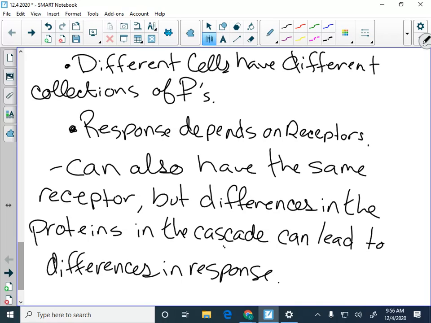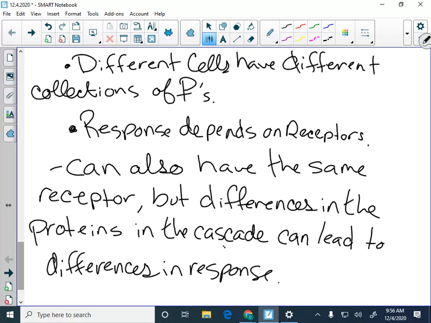Another way is branching and interactions between pathways. Sometimes one pathway will happen, but if a different receptor receives a different signal, it can trigger a response that stops this one in its tracks, or this one can have like a safety backup.